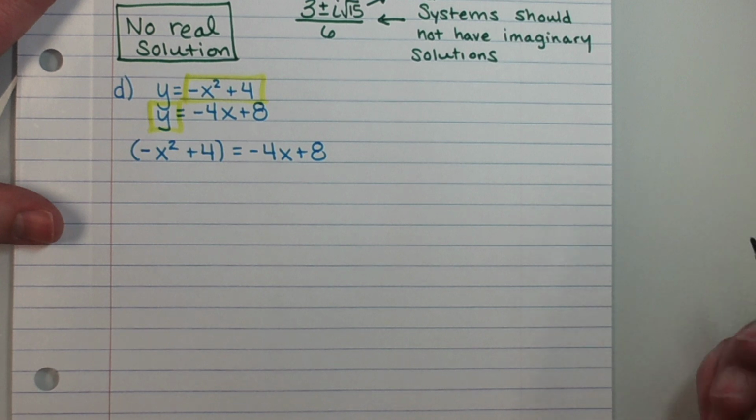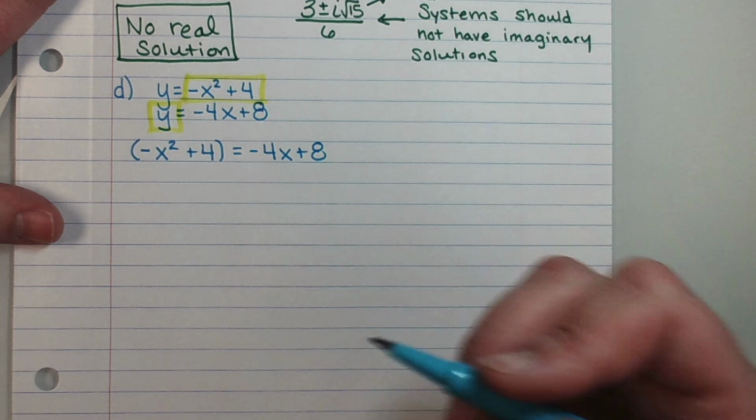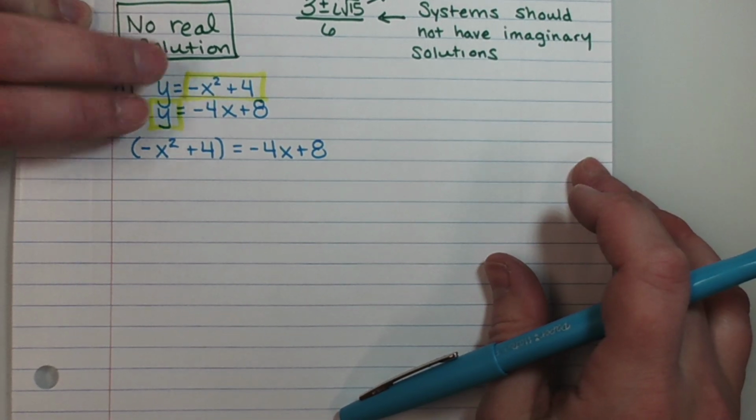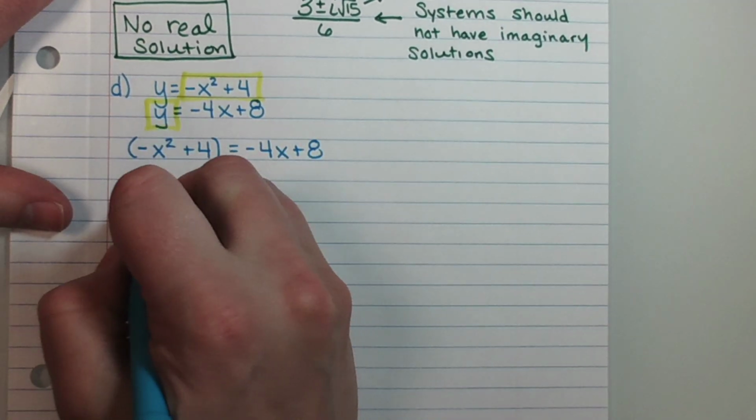Is that the only case where the parentheses are not going to do anything? No. But it is the one that is always not going to do anything. If y is 100% alone on both equations, you just set them both equal.